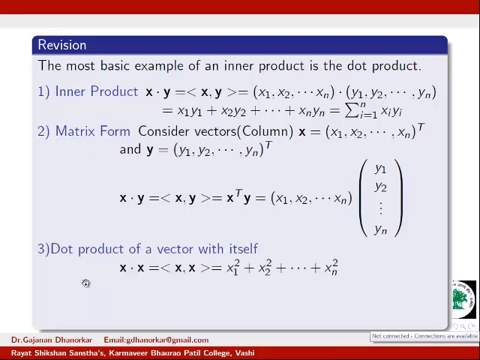Now we can take the dot product of the same vector with itself. This is just like b bar dot b bar, c bar dot c bar, a bar dot a bar, and we get the magnitude squared. A square is nothing but a bar dot a bar. In the same way, we can write x bar dot x bar. We can read this as the inner product of x. Then we get x1 square plus x2 square plus so on, xn square.